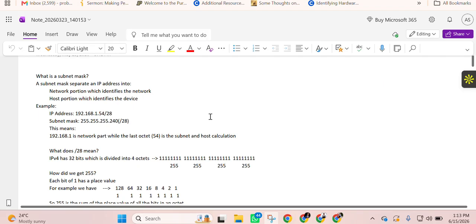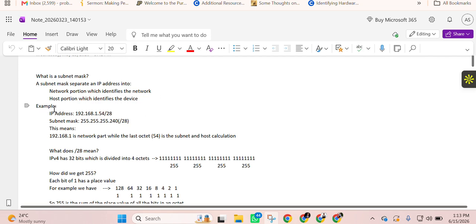Now, let me just quickly explain what a subnet mask is. A subnet mask separates an IP address into two portions. The first portion is the network portion which identifies the network, and the second portion is the host portion which identifies the device. When we talk about the host portion, we are talking about the devices that are connected within a network, and it could be a printer, your phone, your computer, whatever. It could even be a router, right?